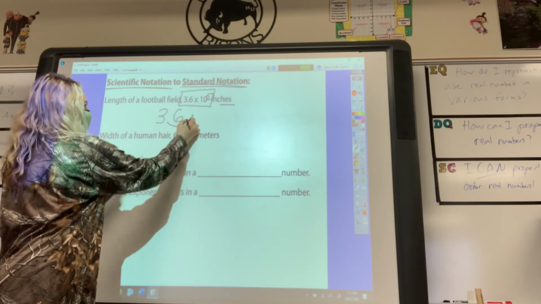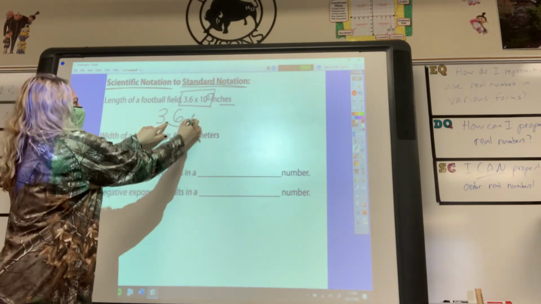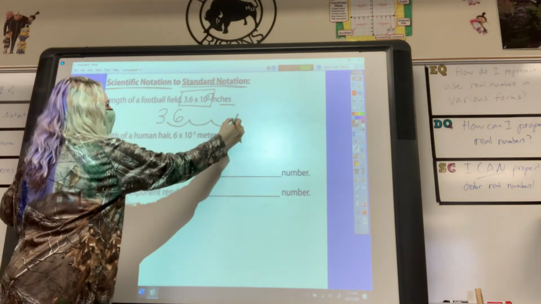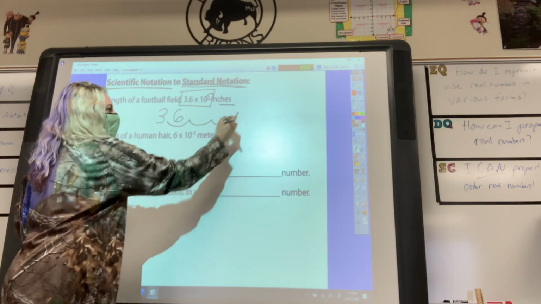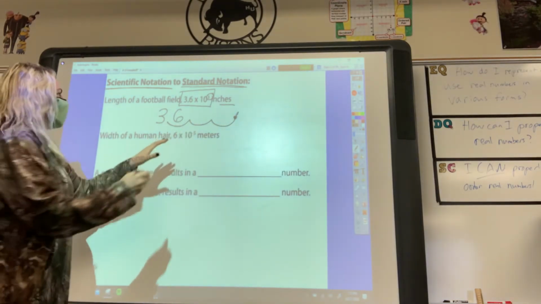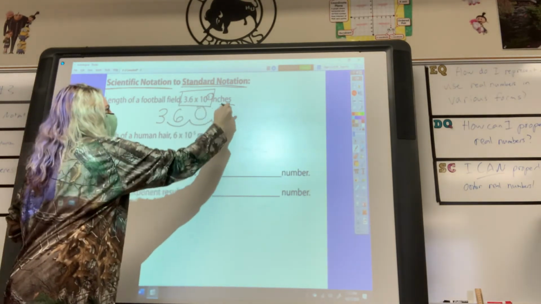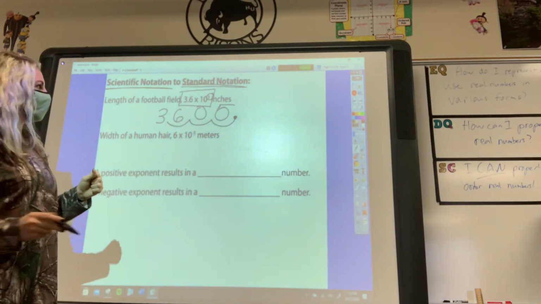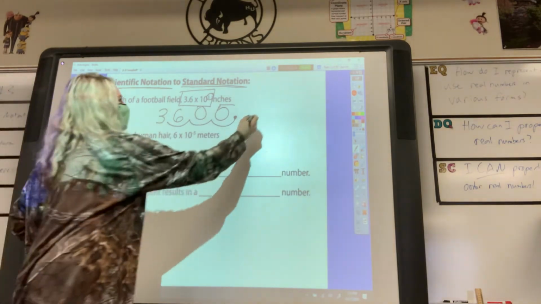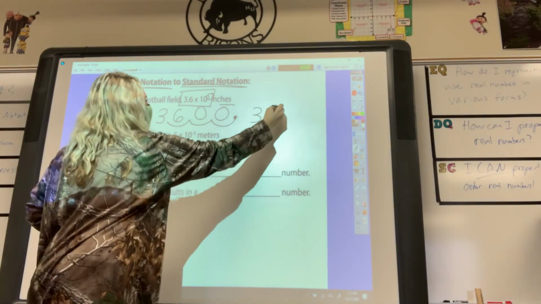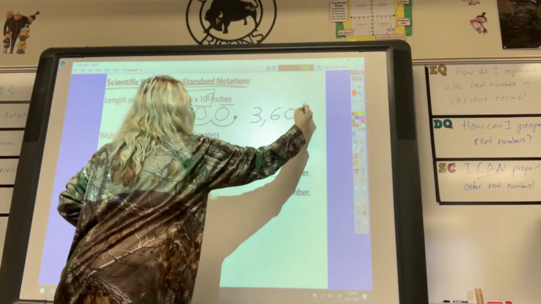So I'm going to take my decimal here, move it 1, 2, 3. So I'm going to make my new decimal point really big so I can see it. And then in these little divots here, I'm going to add other zeros. So our final answer is a football field is 3,600 inches.